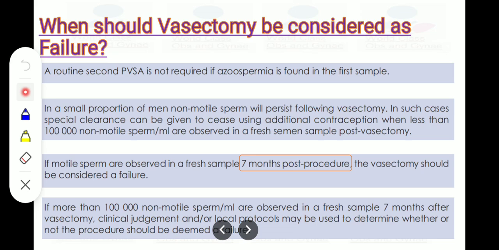Now, another topic in this FSRH guideline about sterilization is: when should vasectomy be considered as failure? Several questions come related to this point as well, and the main point is that if motile sperms are observed in the fresh sample 7 months post procedure, the vasectomy is considered as failure.